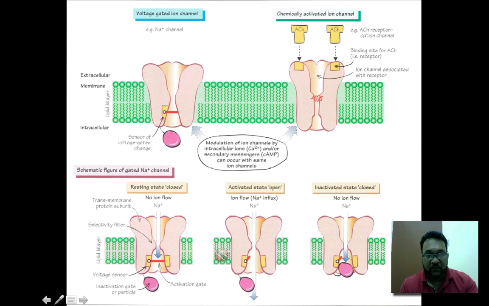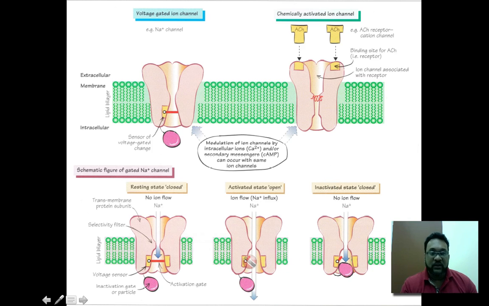Now if the membrane becomes depolarized, so it goes from a resting potential of around minus 70 millivolts, let's say it gets less negative, it comes to like minus 55 millivolts, the voltage sensor is going to sense that change in voltage, and the activation gate opens. When the activation gate opens, sodium ions rush in. So there's an influx of sodium ions into the neuron. And then there's the inactivation state, where the inactivation gate blocks the pore. So no more sodium ions come in.